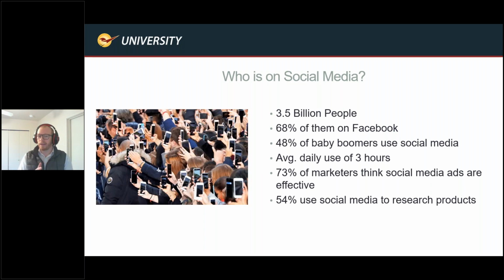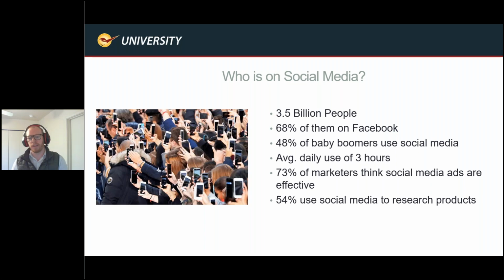So just because you might not be on social media, or people you know might not be on social media, it doesn't mean that there aren't people on social media, and specifically Facebook. It says 48% of baby boomers use social media. And this isn't just have an account on social media, this is active users. The average daily use is 3 hours.